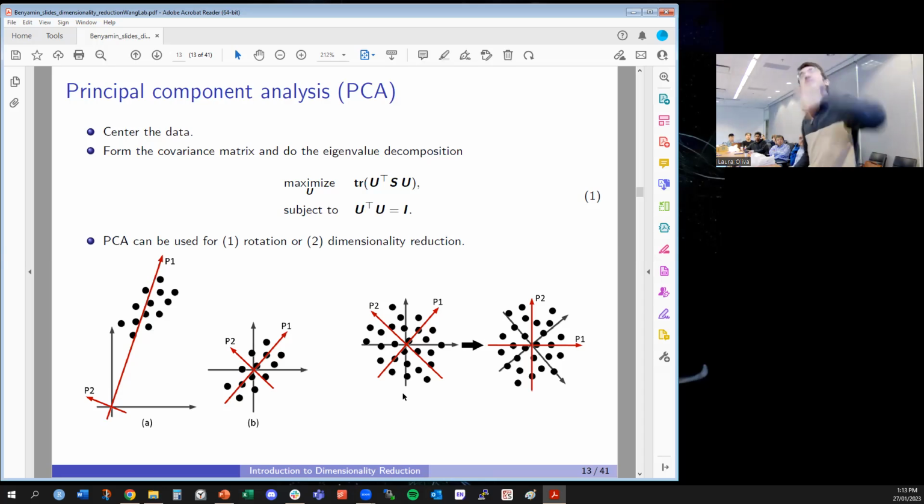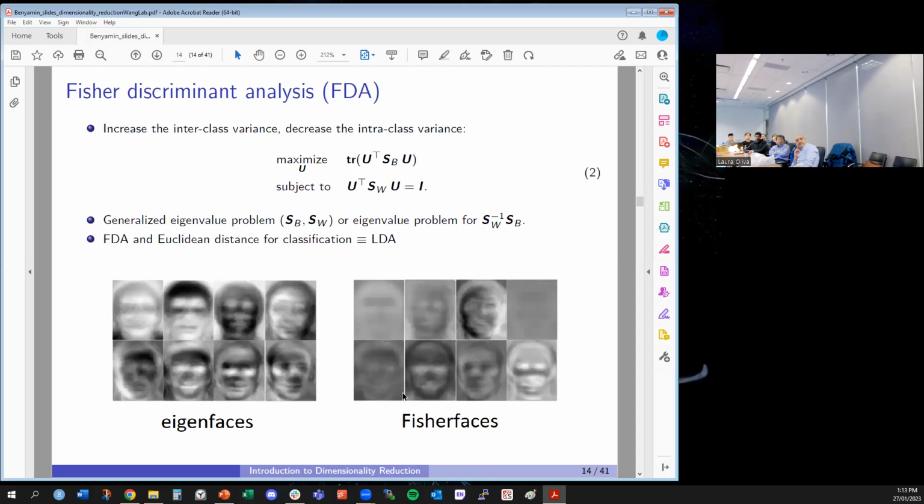What is this optimization? It says that I want to maximize the variance of projection, with some constraints to make it well defined. And then it reduces to the eigenvalue decomposition of the covariance matrix. If you truncate the projection matrix, you will have dimensionality reduction. If you don't truncate it, you will just have a rotation of coordinates, as you see. So this is PCA.